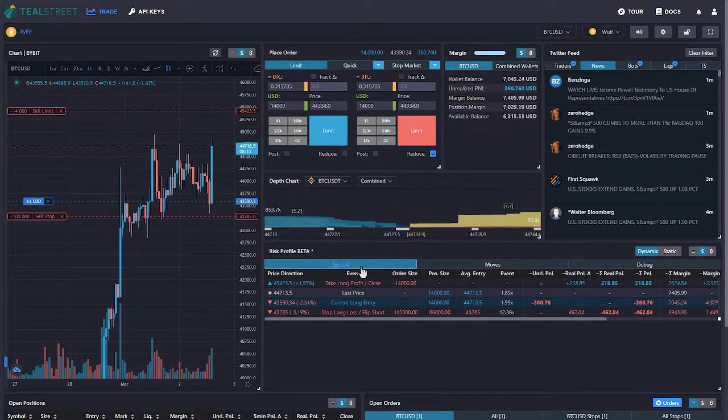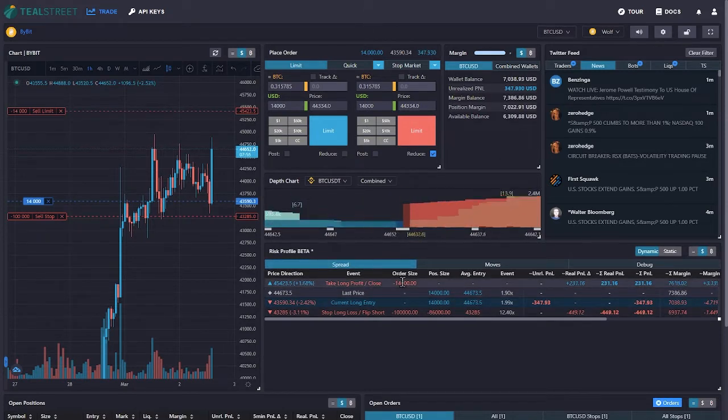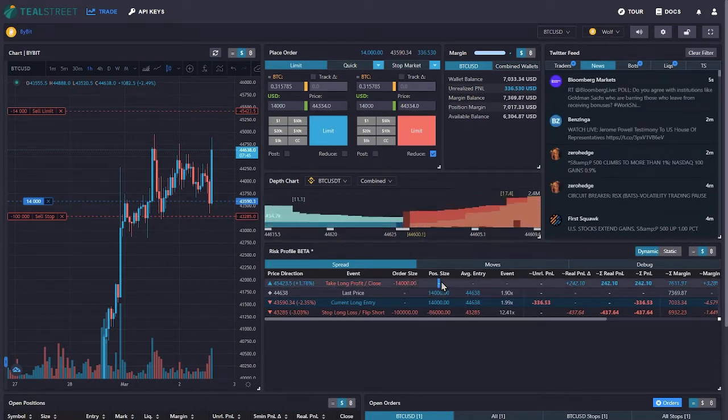So if price is moving upward, it will calculate and figure out, is this a take profit? Is this adding to a position? Is this a stop? And it'll show how it affects your account if those things were to get hit in that direction. The order size, so if it is an order, it will show the order size, and then right after it, you can see the position size. So the order size happens, and then the position size is the result at that order.